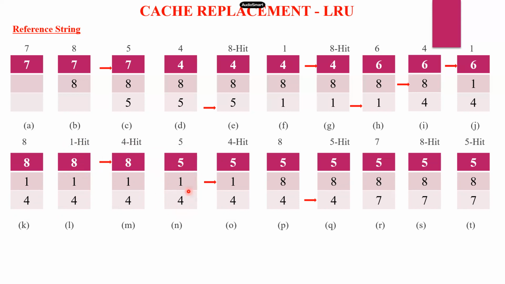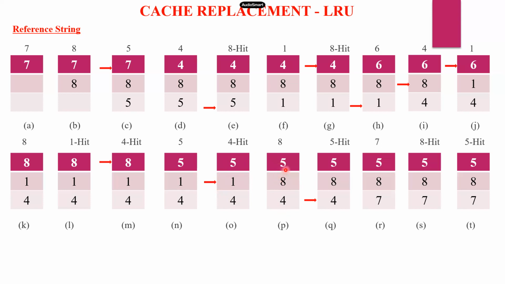Again, the slot is filled. The new data 4, yes, it is already available. So hit occur. The next 8. Among 3, which one is replaced? 1 is not used for a longer period of time. So instead of 1, 8 will be placed.